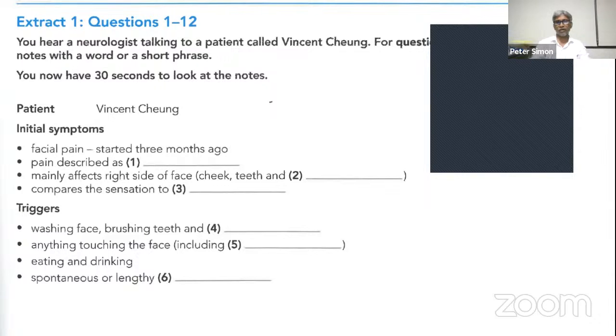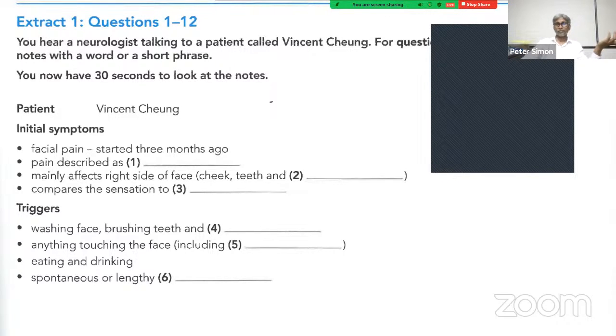Next one. Now let us go to question number four. Question number four. Washing face, brushing teeth, action and a noun. Washing the face, brushing the teeth, and what? And what? Maybe combing hair. Ing is there, very important. Ing. Okay. Rubbing the nose, maybe. Taking food, yeah. Very good, very good. Come on, come on.